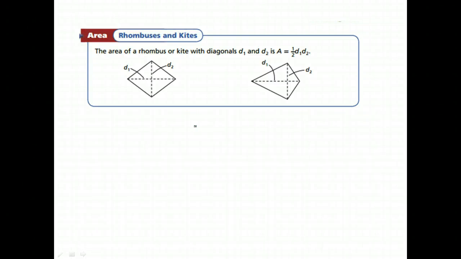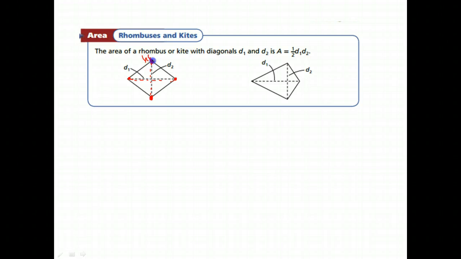Here we have rhombus and kite. Now rhombus and kite, their areas are a little different. You don't find the area using the outside of the figure. You find the area using the diagonals, which a diagonal goes from one corner of a figure to the opposite corner.